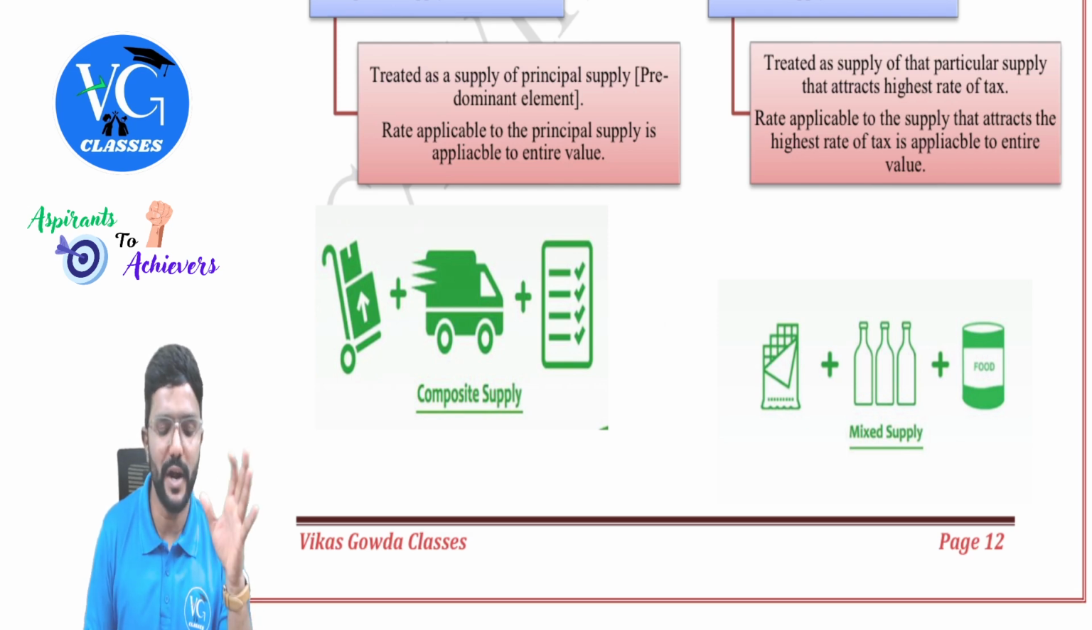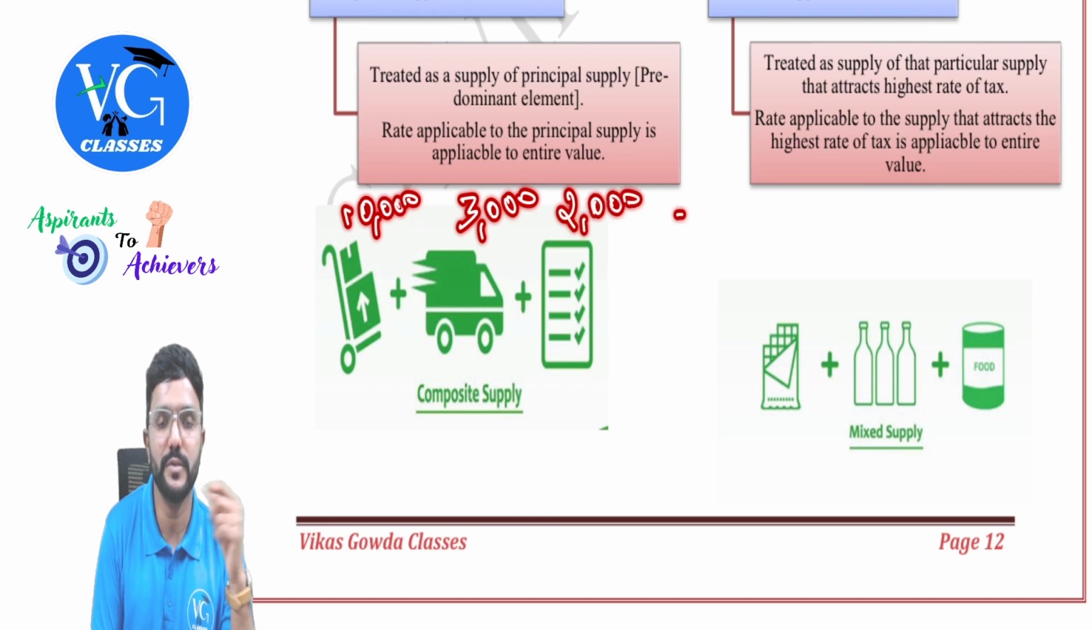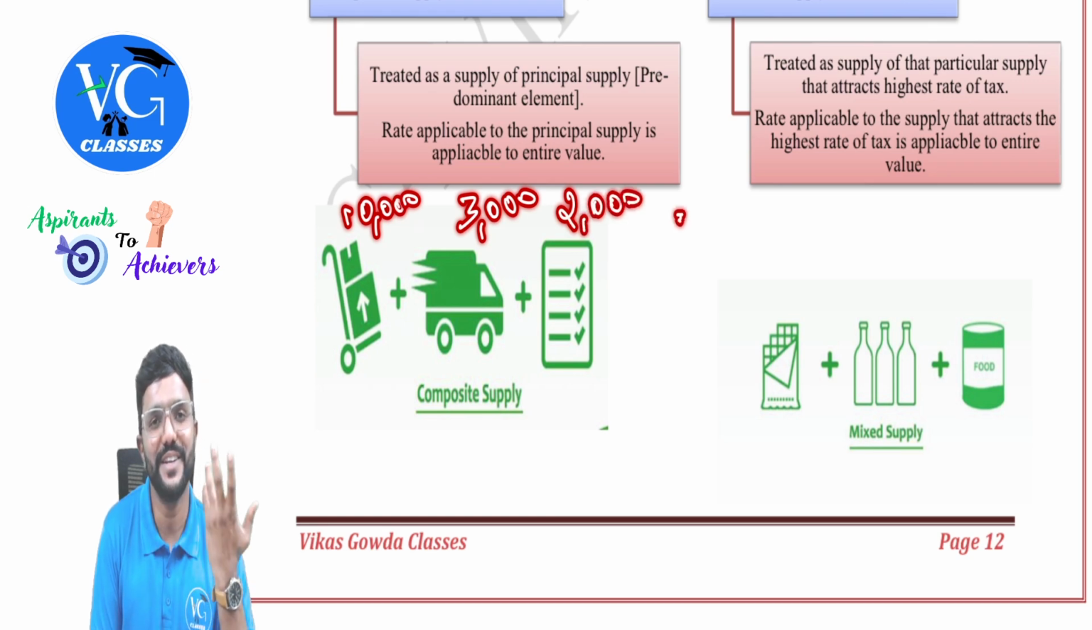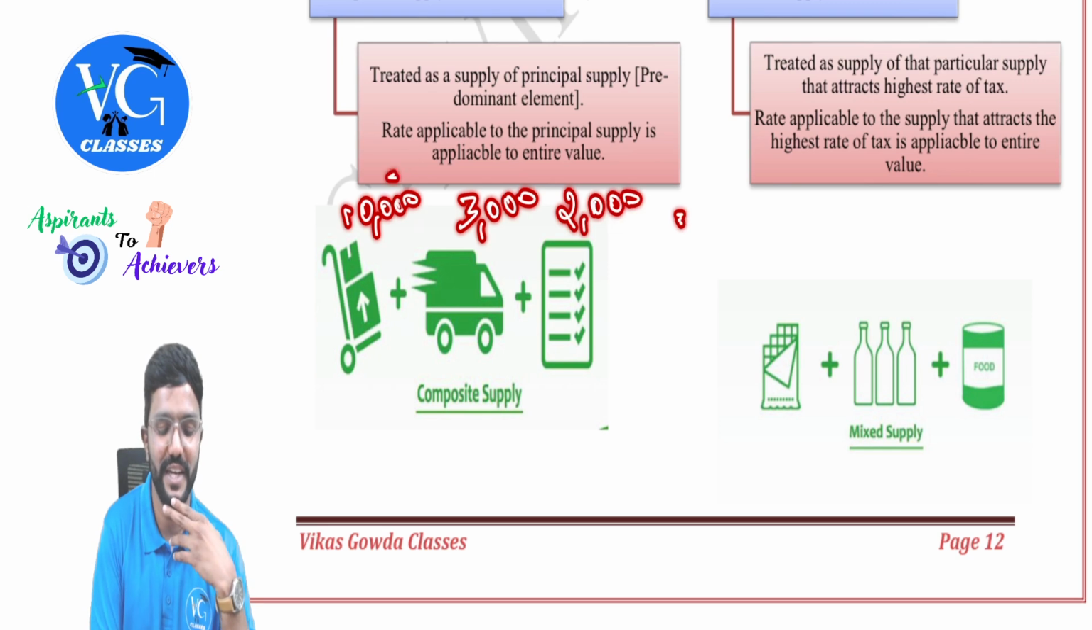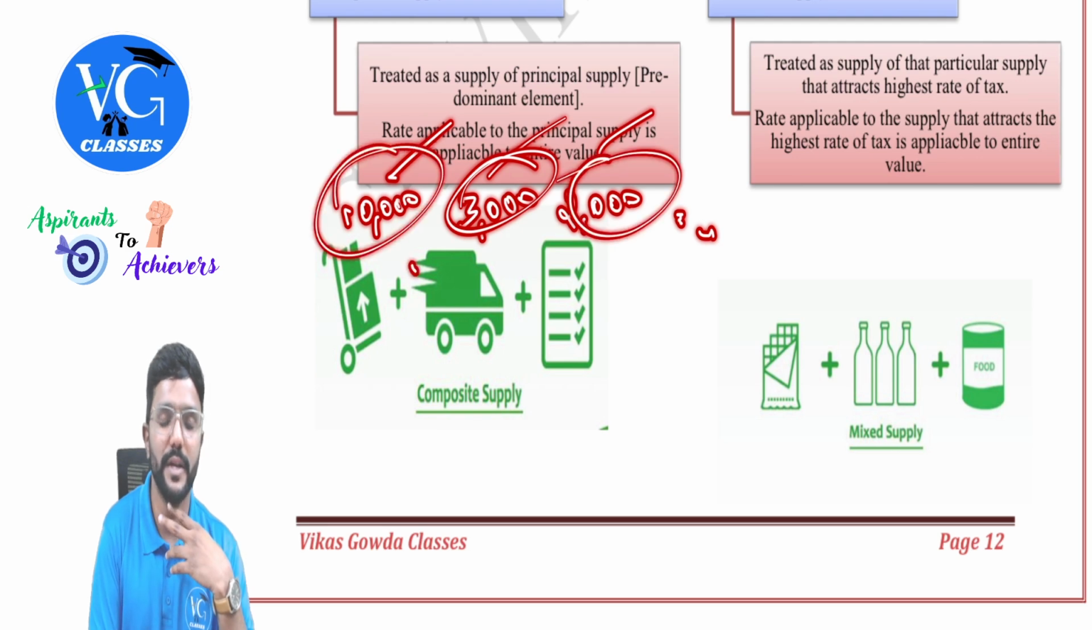Now you might ask me, sir, what if separate consideration is charged? For example, for goods 10,000, for transportation 3,000, for insurance 2,000. So separate consideration is charged. Then there is no question of composite or mixed. Each supply is treated as individual and the respective rate will be applicable on each amount, guys.